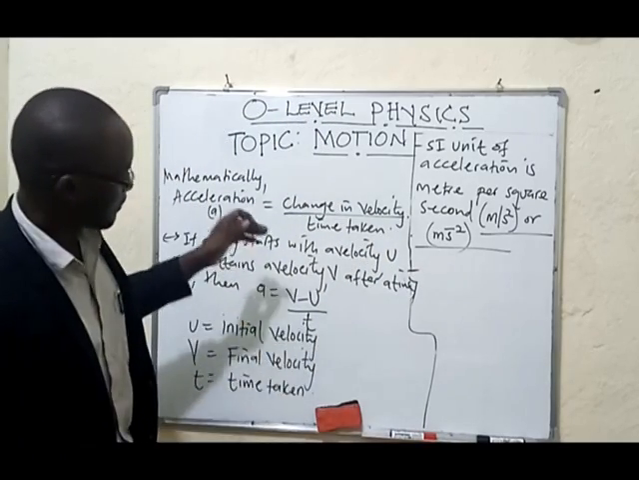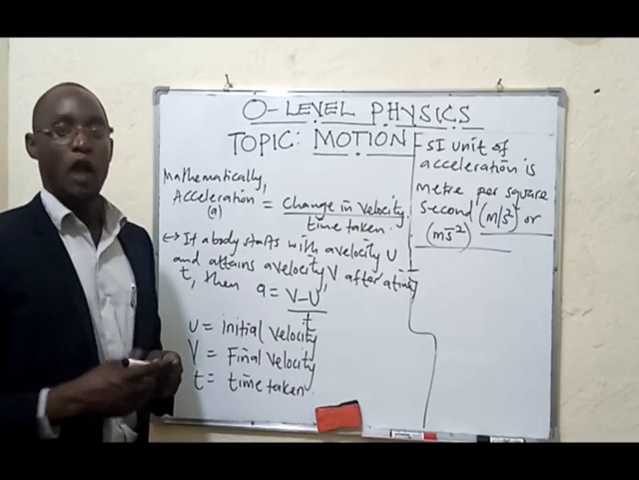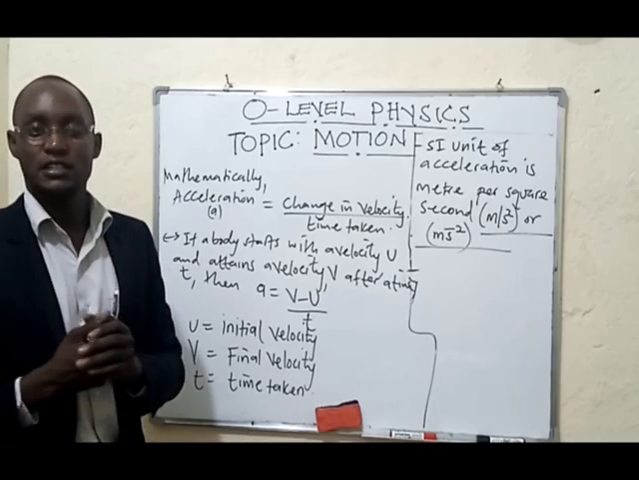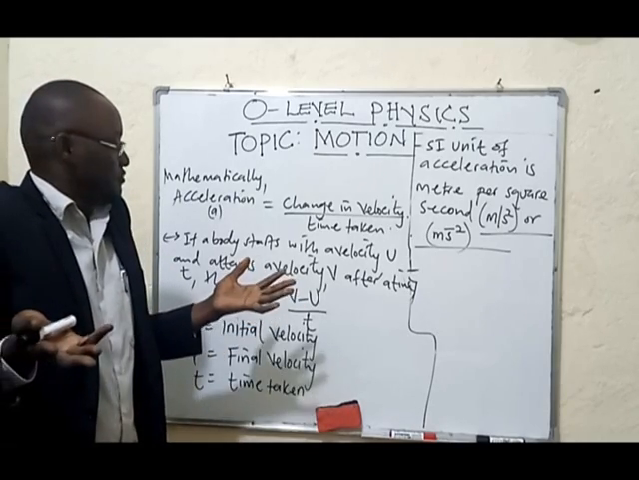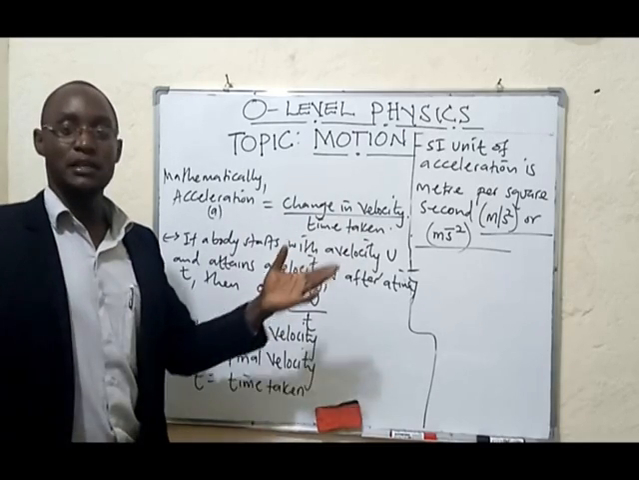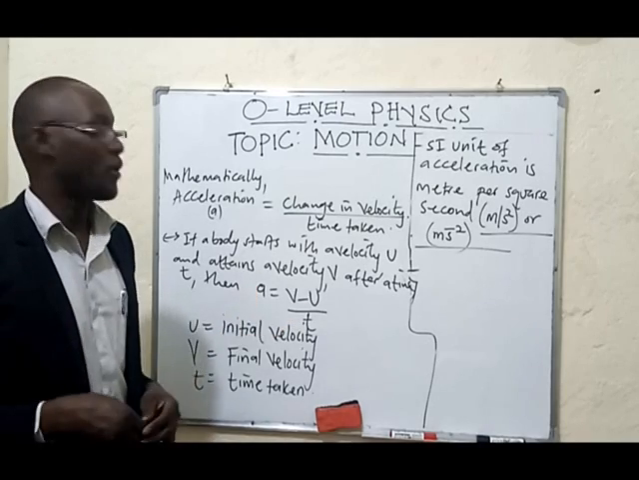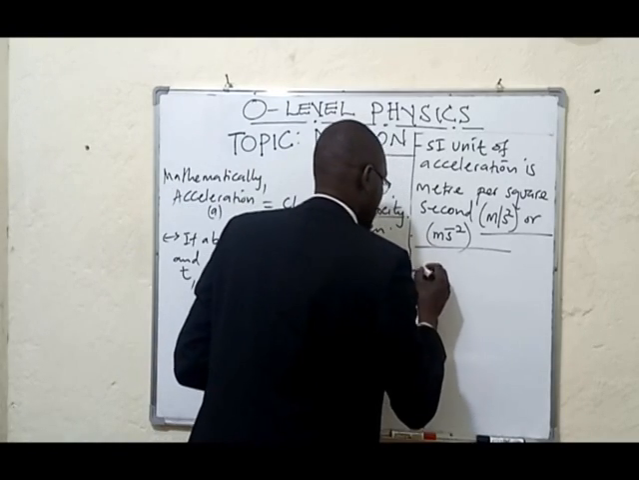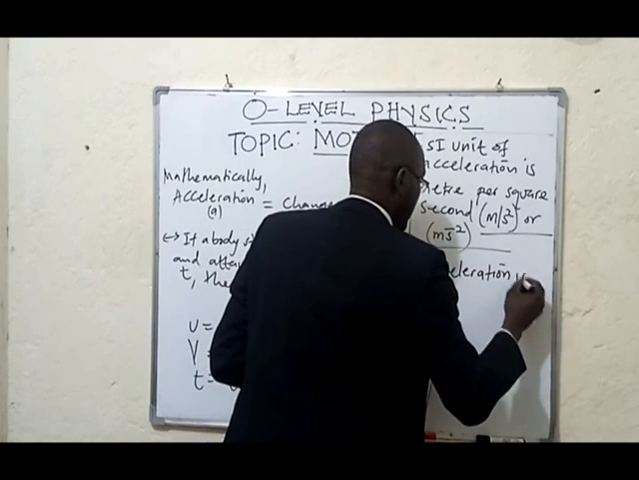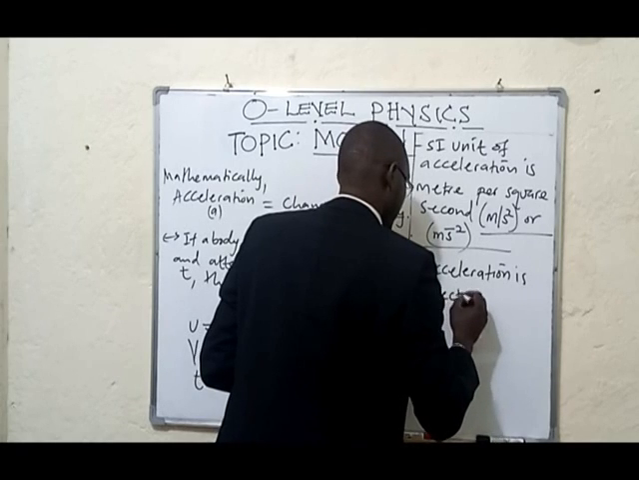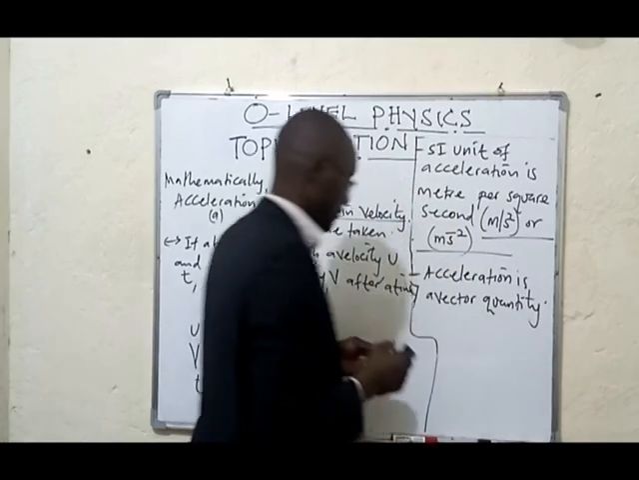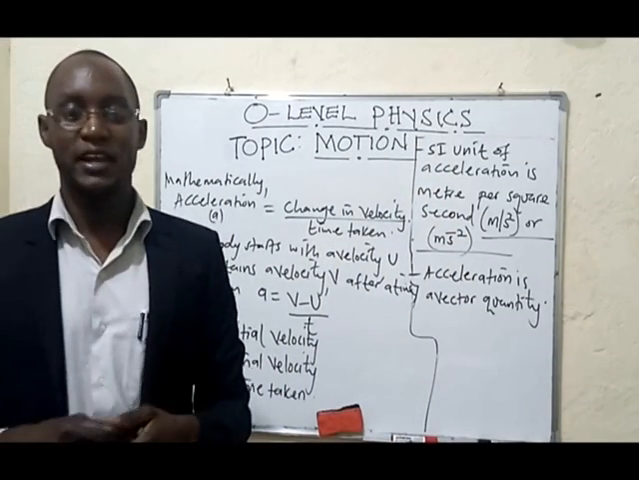After noting the SI unit of acceleration, we can still go and note whether acceleration is a vector quantity or scalar quantity. According to you, what do you think? Is this a scalar quantity or a vector quantity? Well, people are saying vector. Reason being, it contains velocity, which is given by displacement, which is a vector quantity. So acceleration is a vector quantity. Very wonderful.